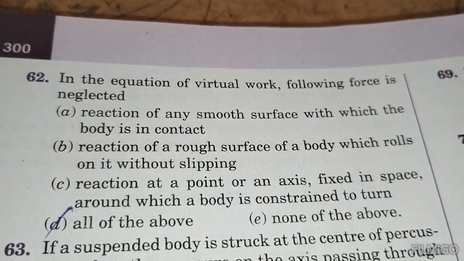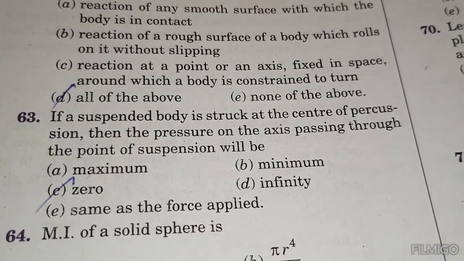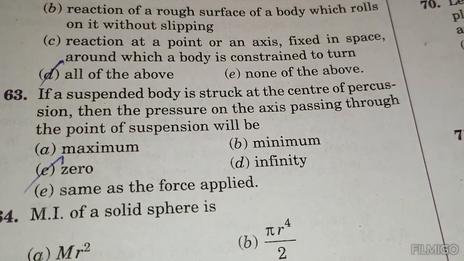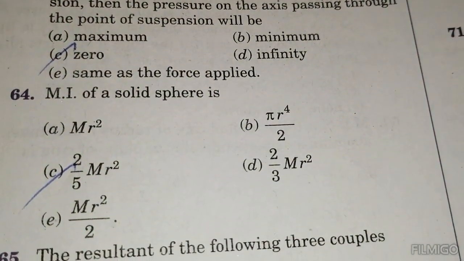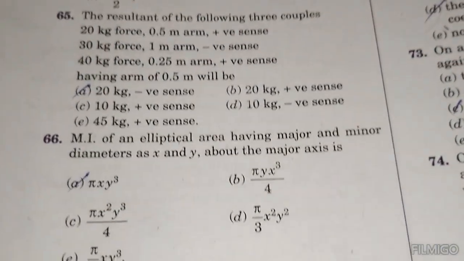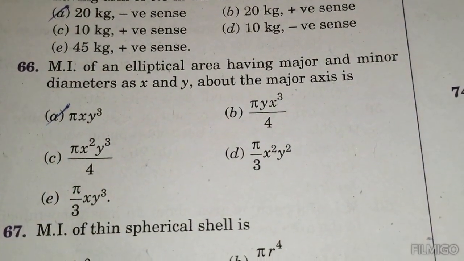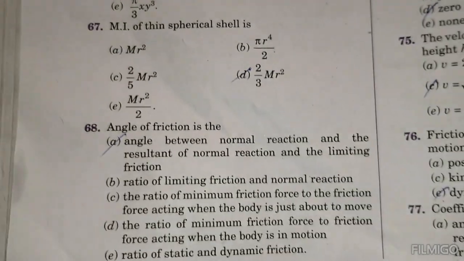In the equation of virtual work, the following forces are negated: all of the above. If a suspended body is struck at the center of percussion, then the reaction at the axis passing through the point of suspension will be 0. Moment of inertia of a solid sphere is 2 by 5 mr square. Moment of inertia of an elliptical area having major and minor diameters x and y about the major axis is pi x y cube by 64. Moment of inertia of a thin spherical shell is 2 by 3 mr square.